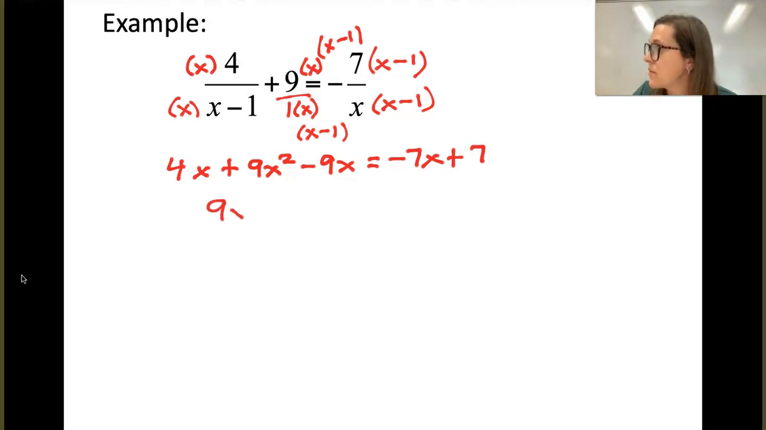So I have a 9x squared. I'm going to be adding 7x. So negative 9x and 7x is negative 2x. Add it with that 4x, so that gets me positive 2x. And then subtract your 7 over.